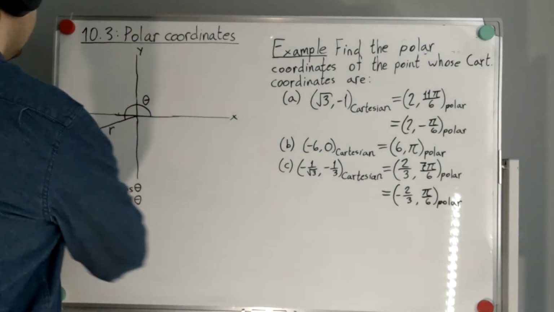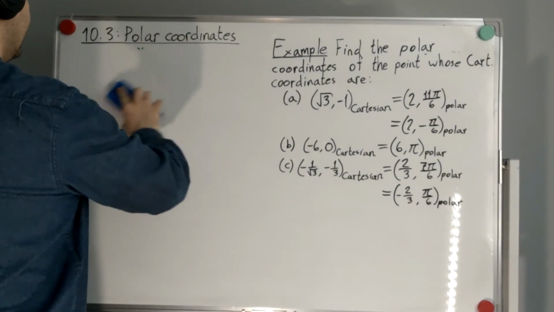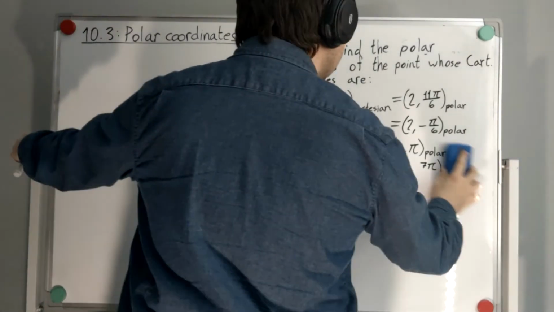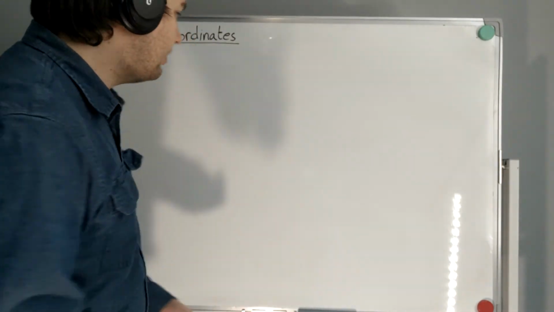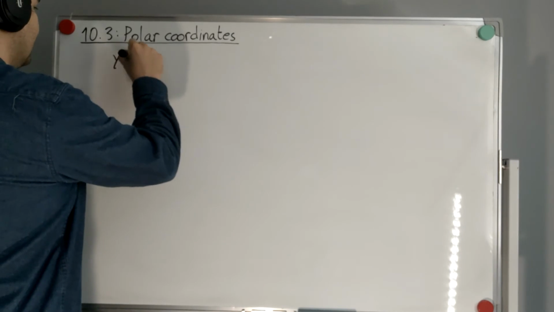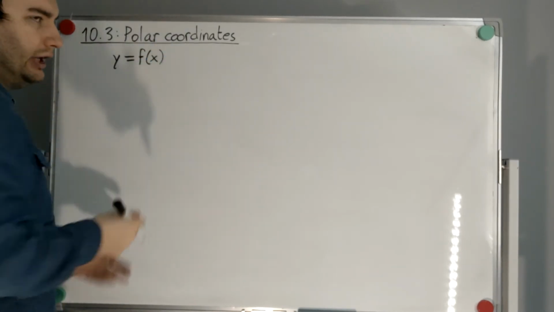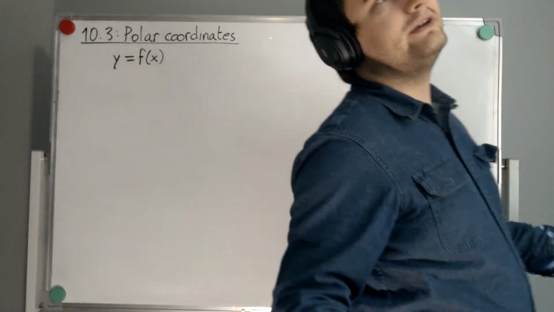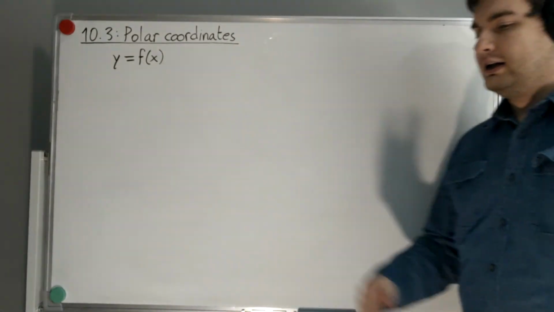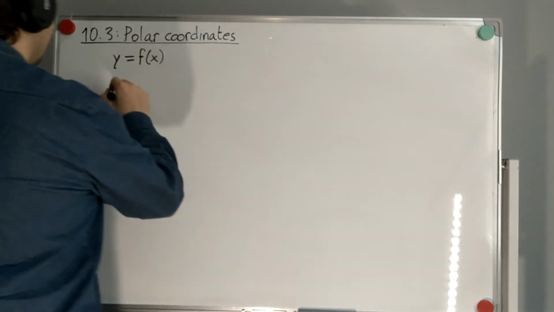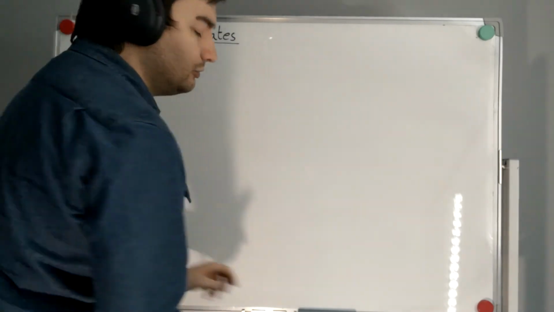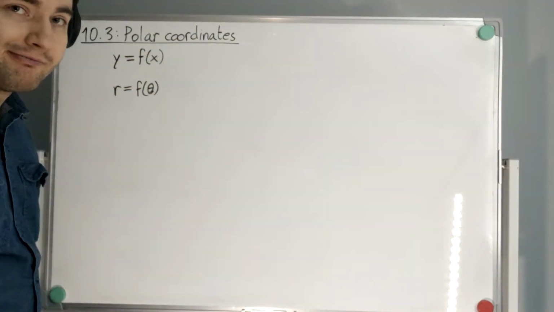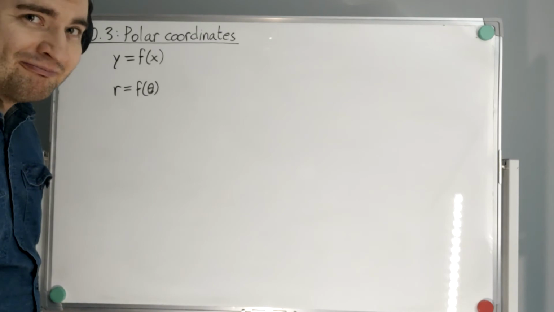Okay, so next up, let's talk about functions defined by polar equations. So in the same way that in Cartesian coordinates you can write y equals f of x, and then this is going to be a function which is going to give you some kind of graph in the xy plane, also, you can write r equals f of theta, and then this will also give you some kind of graph, but it'll be weirder.